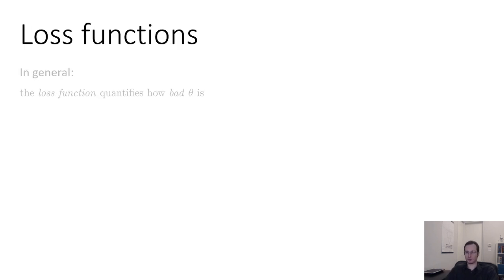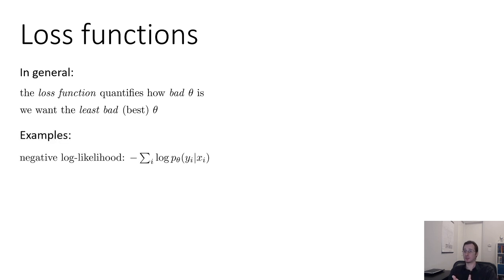All right, so loss functions. In general, the loss function quantifies how bad theta is. And we want the least bad theta. The least bad thing is also the best thing. So, for example, we could have the negative log likelihood from before. What are some other examples of loss functions that you could think of? What are some ways that you could quantify how bad theta is? Think about that for a second. Consider writing it down or putting it in the chat. What is a potential way to quantify how bad theta is besides negative log likelihood?